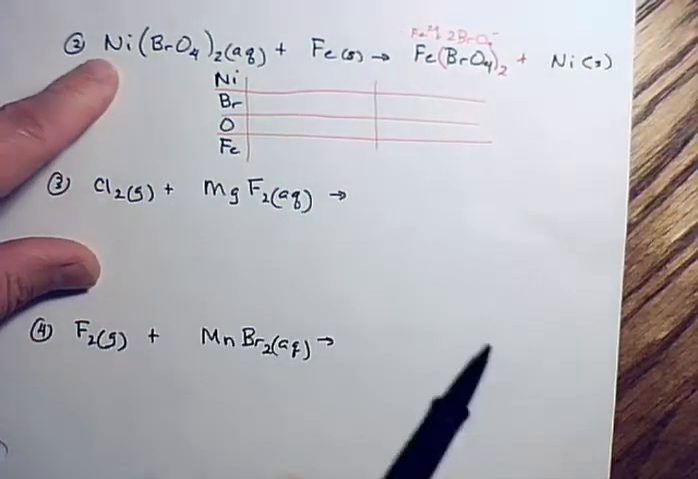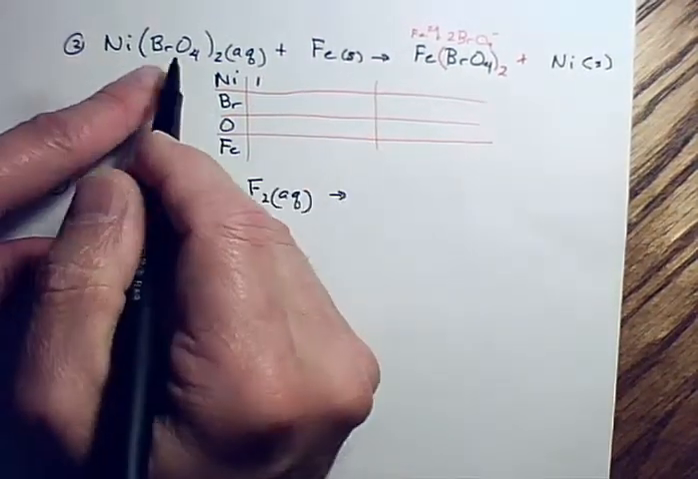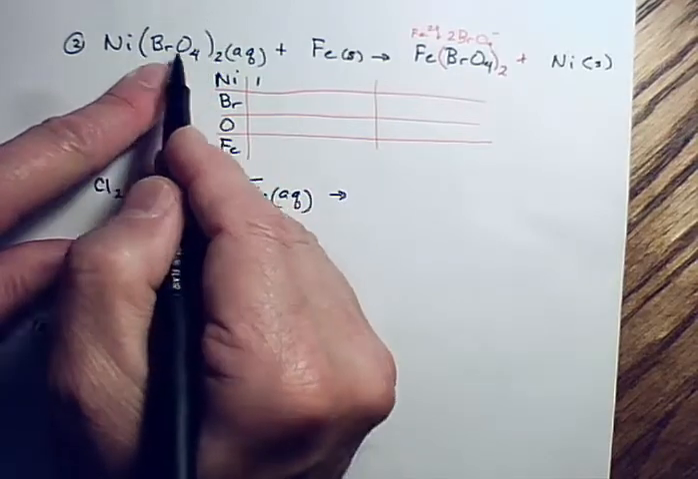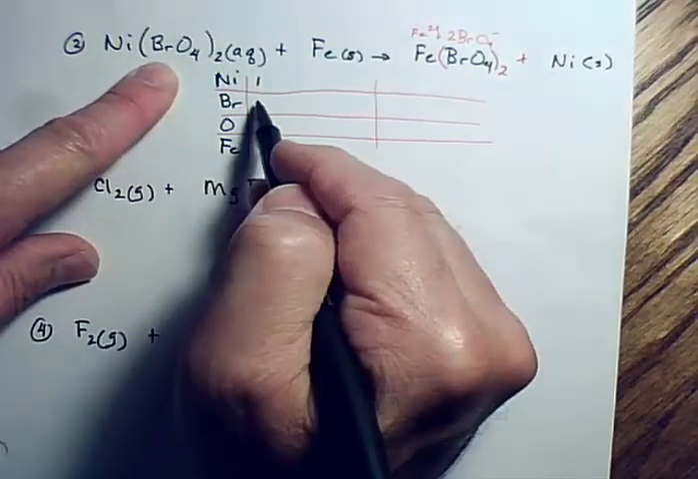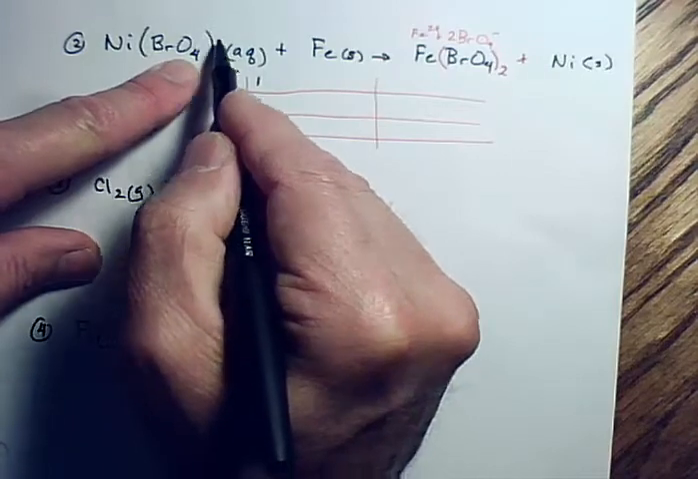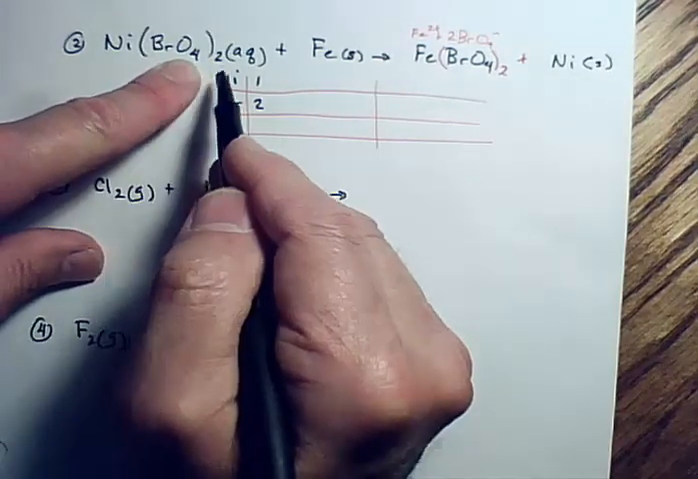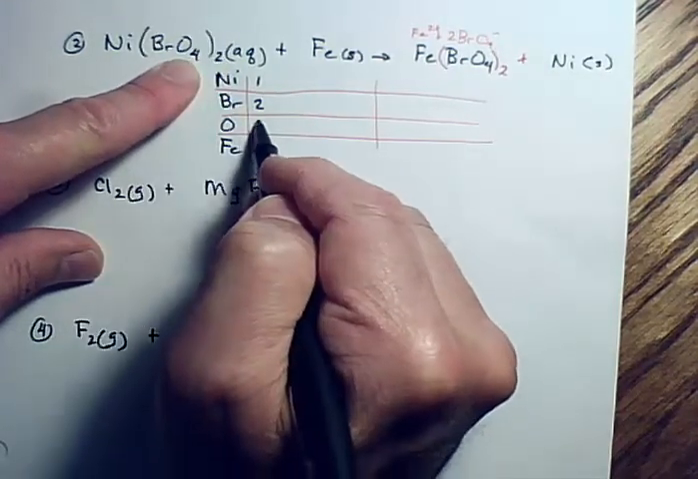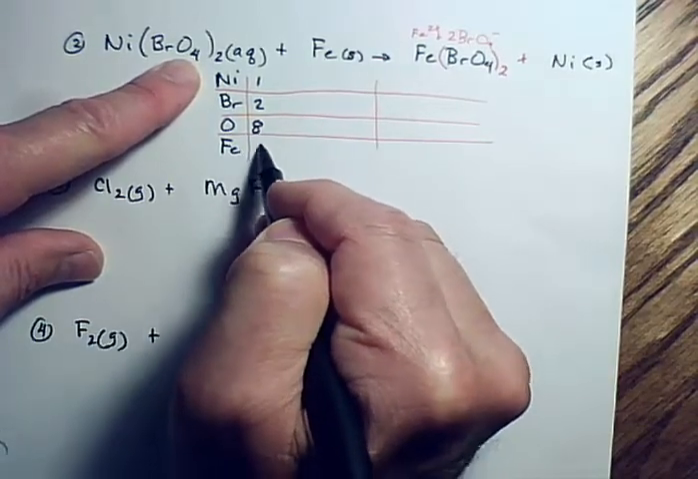And we count up all the atoms we have. We've got 1 nickel on the left. We've got 2 times everything inside the parentheses, so we've got 2 bromines. And since I've got 2 times everything inside, and inside I have 4 oxygens, that's 2 times 4 or 8 oxygens. And I have 1 iron.